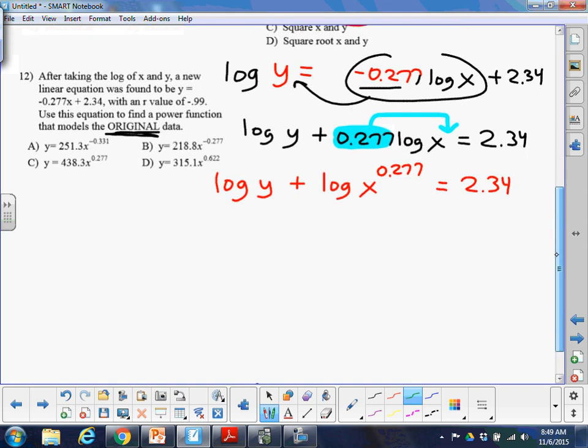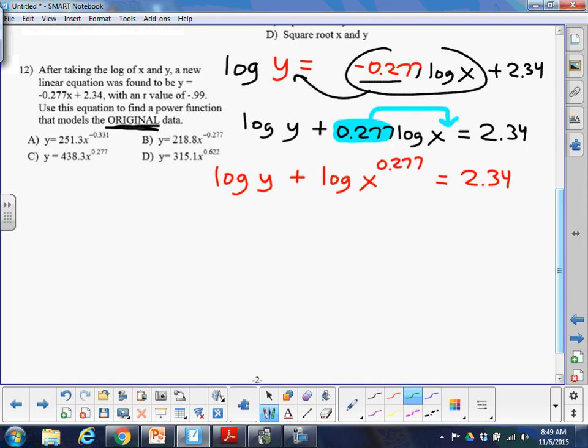Okay, and then we said if we had two logarithms being added together, it can be condensed into a single logarithm of the product. So it's the log of y times x to the 0.277. Okay, and that was just that product property, because again, logs are exponents. So in the red step, we were kind of adding exponents. Okay, and if you remember, we add exponents when things of the same base are being multiplied. So adding logs is basically like a single log being multiplied.